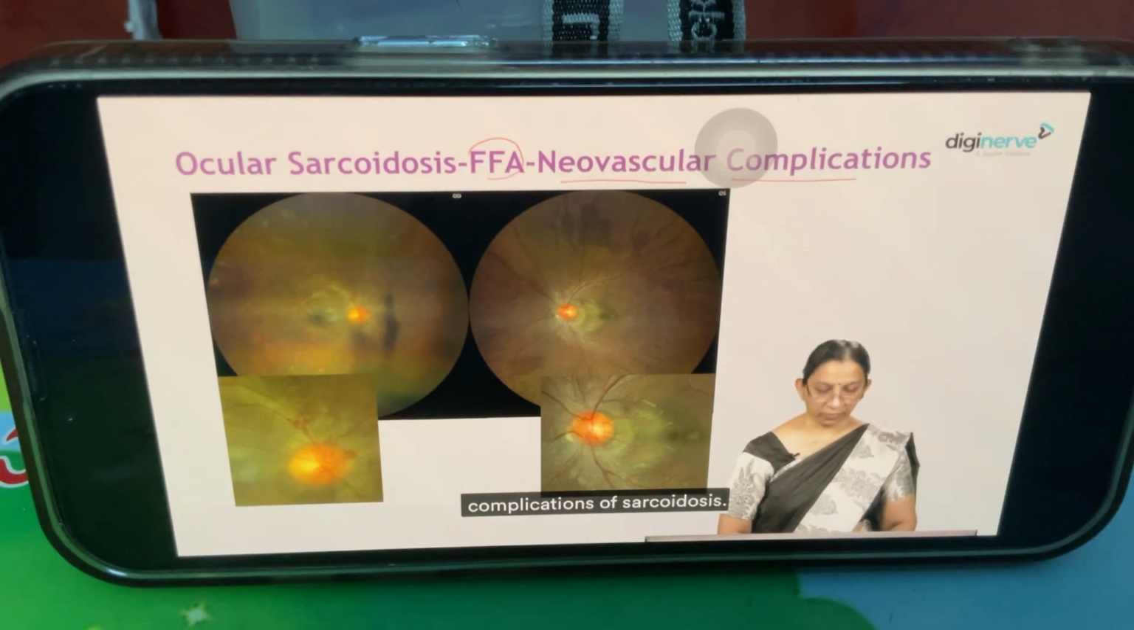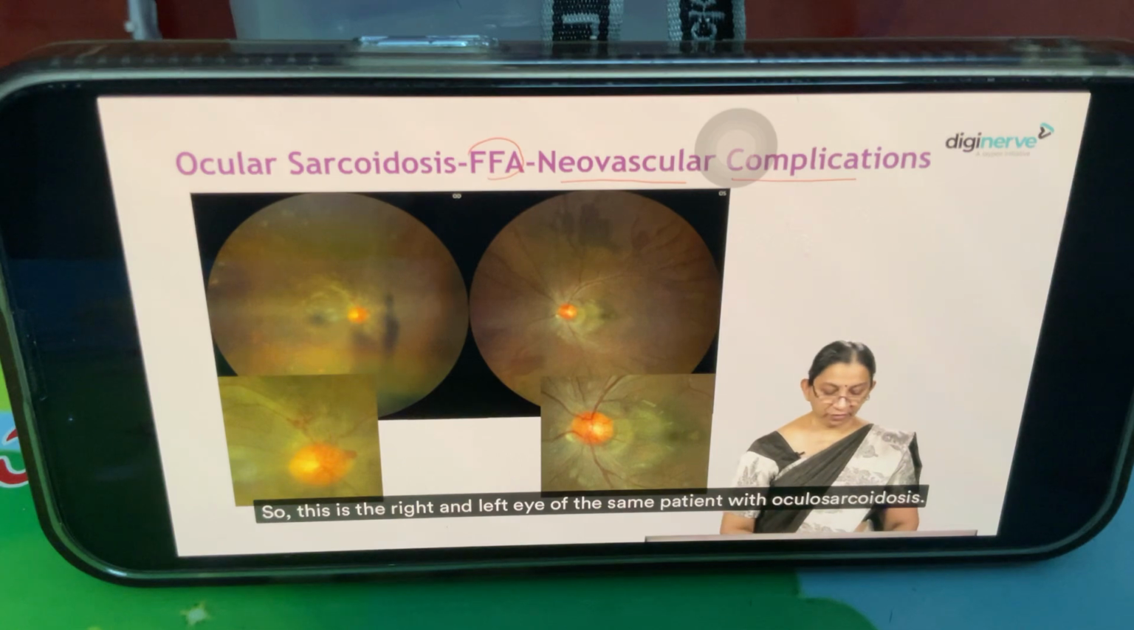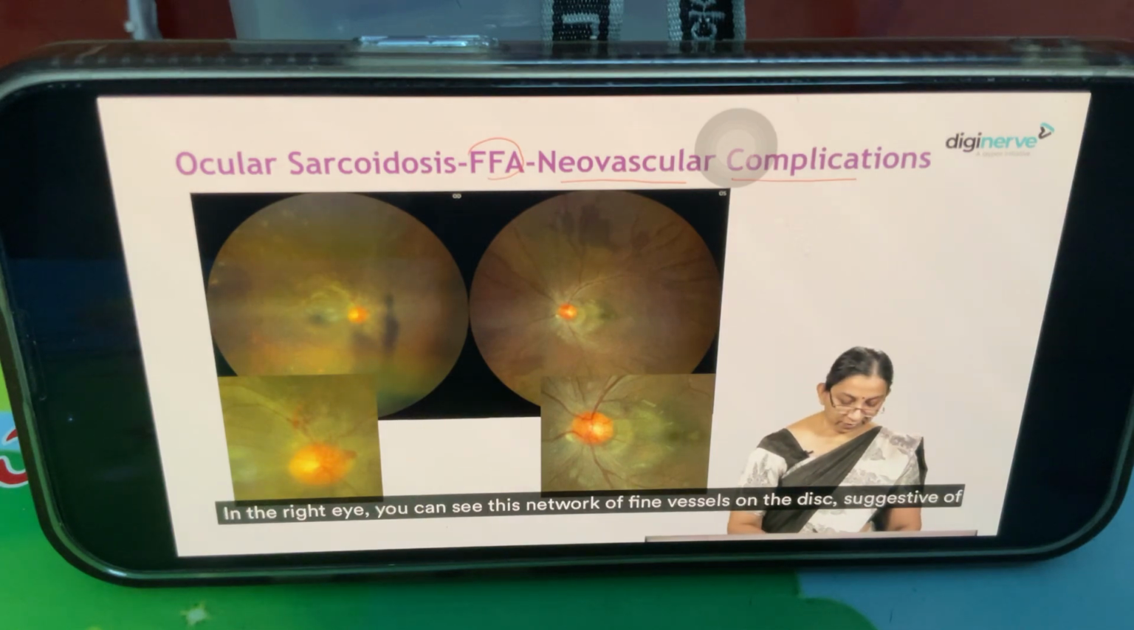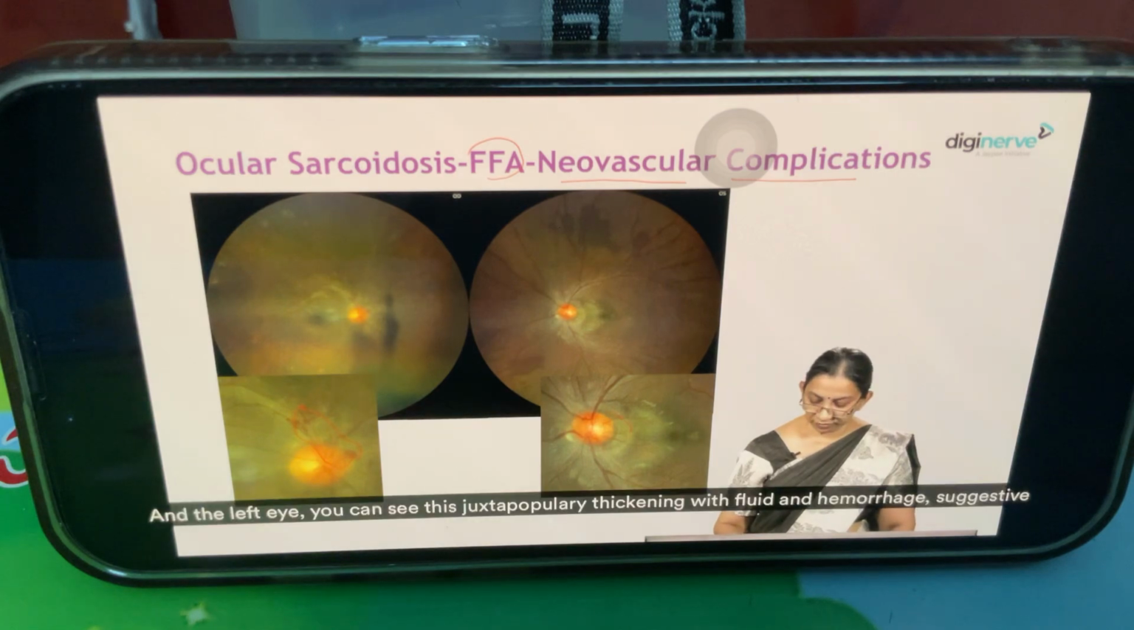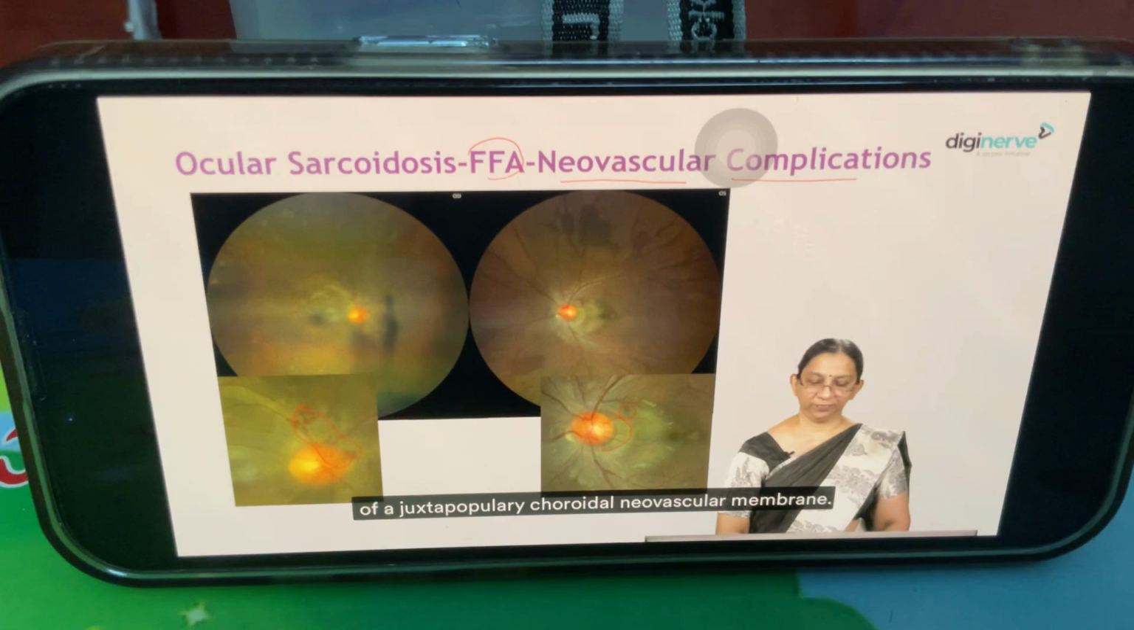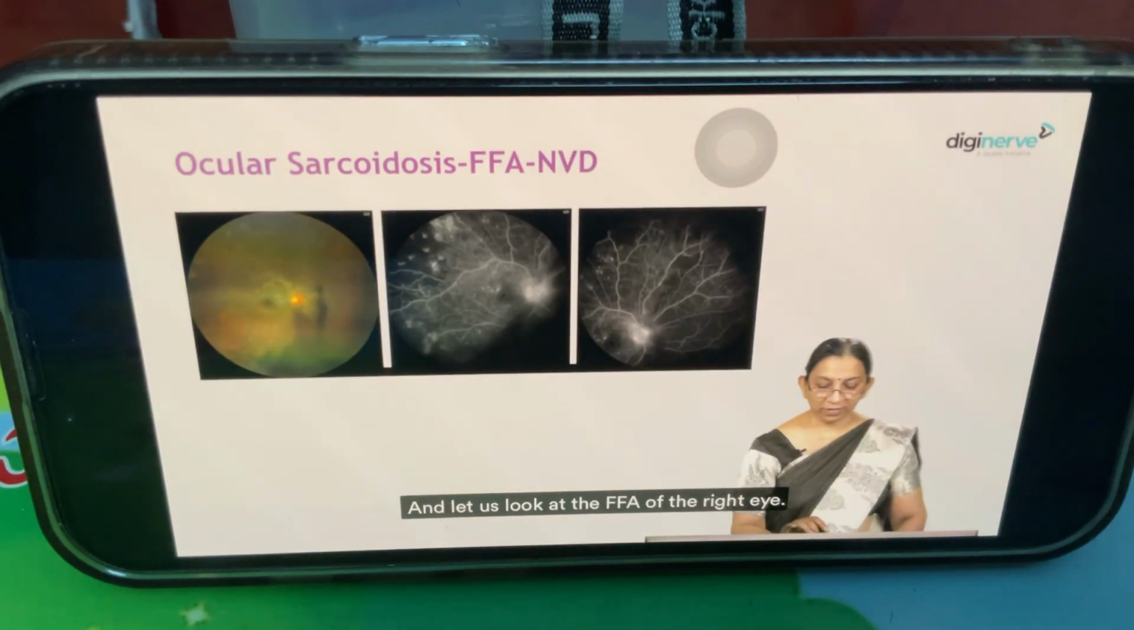neovascular complications of sarcoidosis. So this is the right and left eye of the same patient with ocular sarcoidosis. In the right eye, you can see this network of fine vessels on the disc, suggestive of NVD. And in the left eye, you can see this juxtapapillary thickening with fluid and hemorrhage, suggestive of a juxtapapillary choroidal neovascular membrane. Let's look at the FFA of the right eye.